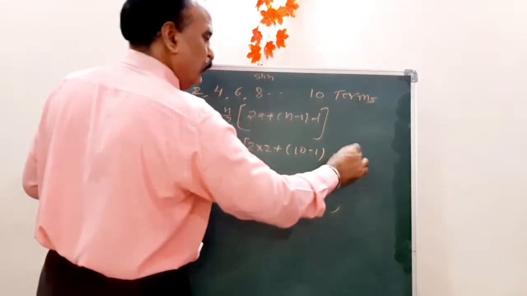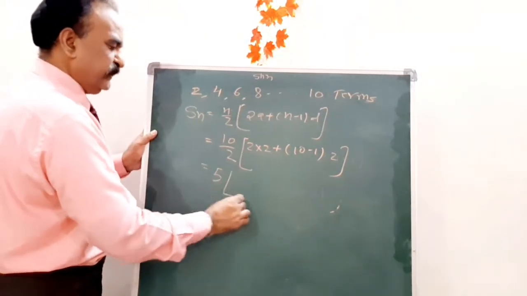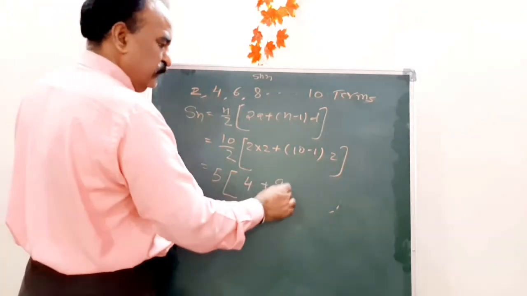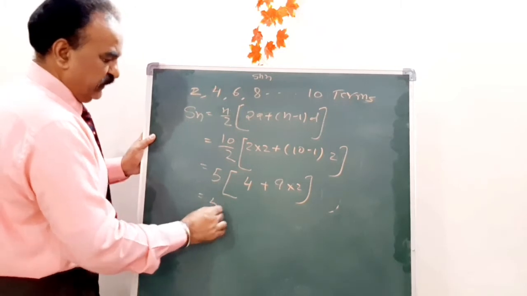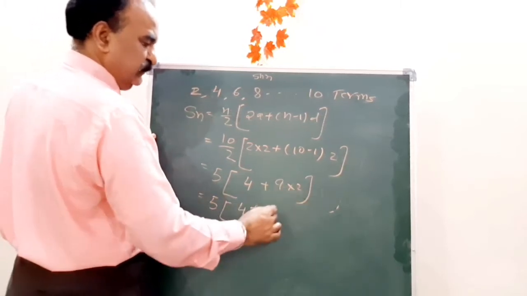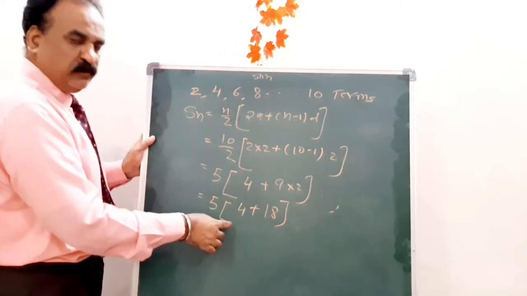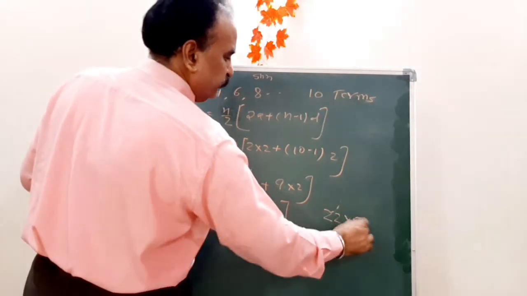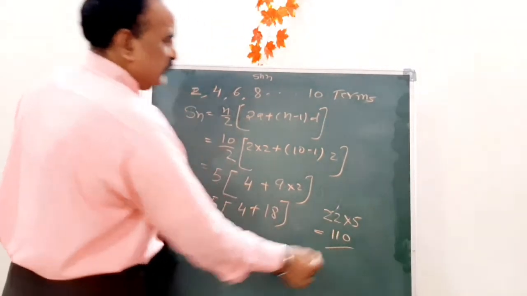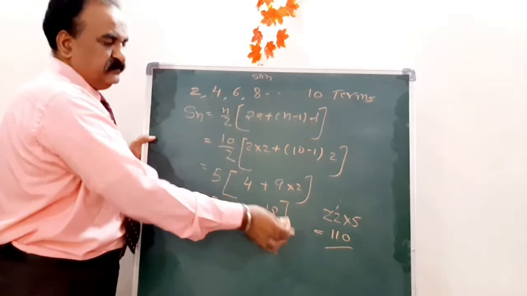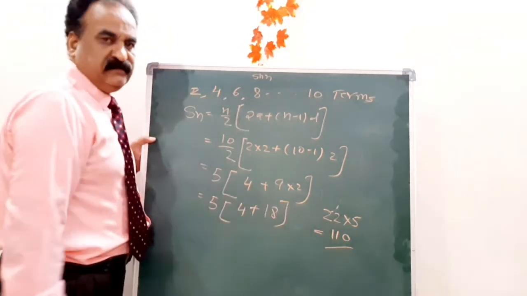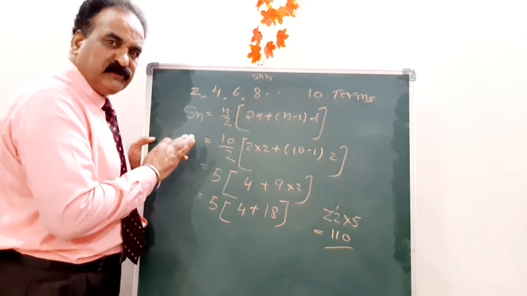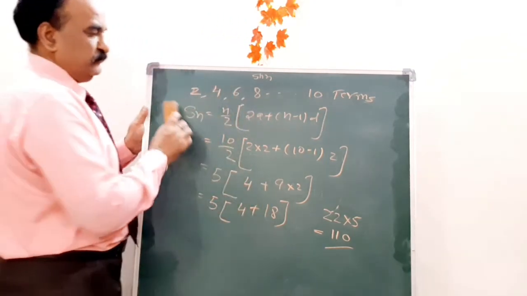4 minus 2 means 2. So it will be 5 into bracket 2 into 2, 4, plus 10 minus 1 means 9, 9 into 2, which is 18. 18 plus 4 means 22. 22 into 5 is equal to 110. It means the sum of 10 terms is equal to 110. Okay. Now I will discuss so many questions. I hope this is clear to you. Okay, very good. Now next question.